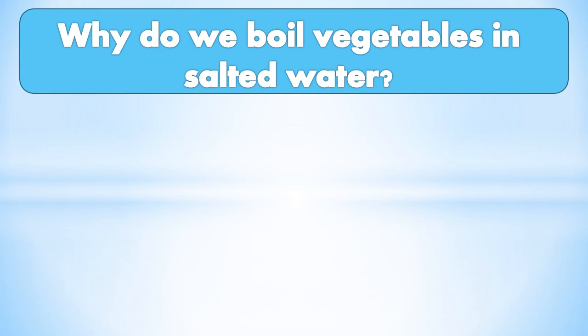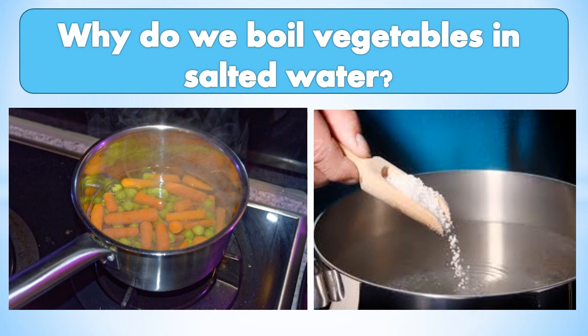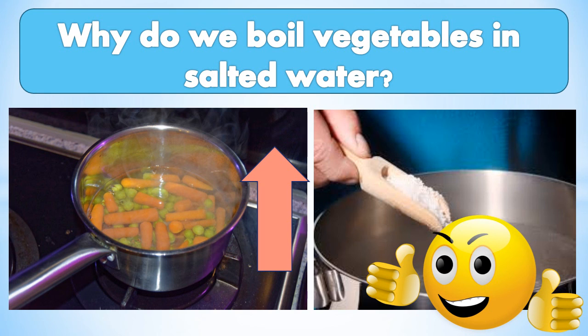We see now the question with which we started the video. Why do we boil vegetables in salted water? The boiling point of water is elevated by adding salt. The vegetables which boil in salt water would be boiling at a temperature higher than 100 degrees Celsius. So, we see that salt not only adds taste to the food, but also helps in reducing the time of cooking due to the concept of elevation of boiling point.